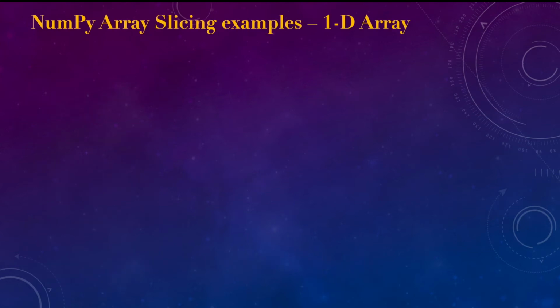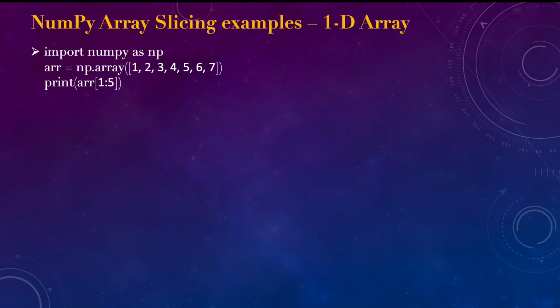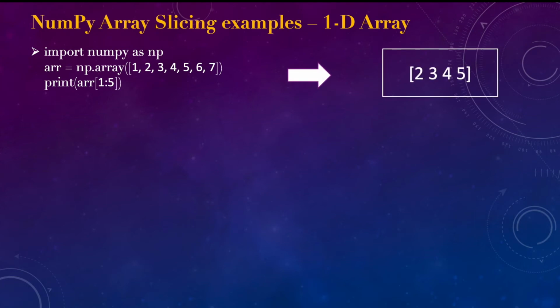Now let's see the NumPy array slicing examples with 1D array. Here we have created a 1D array. Now to get a selected range of values, we pass the name of the array, and within square brackets we have given two values separated by colon. The first is the starting index and the second is the end index. Here end index is not considered, that is, you are going to get the values whose index number starts from 1 and ends till 4. So here for this example, you are going to get values 2, 3, 4 and 5.